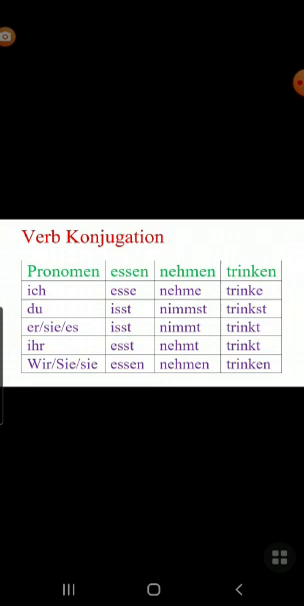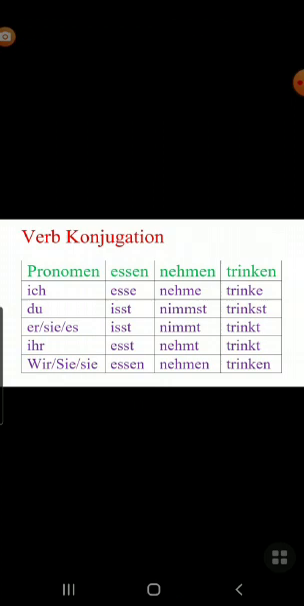Finally, the trinken form, which means to drink. Ich trinke, I drink or am drinking. Du trinkst, you drink or you are drinking. Sie, es trinkt, he, she, it drinks or is drinking. Ihr trinkt, you both or you all are drinking. Wir, sie trinken. We all, you all, and they all drink or are drinking.